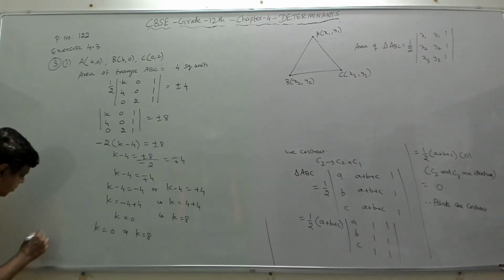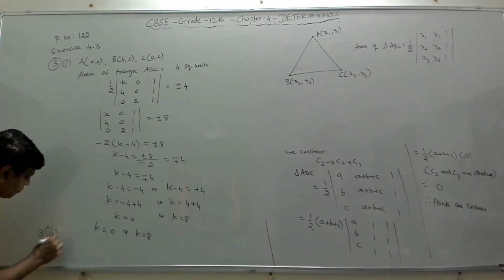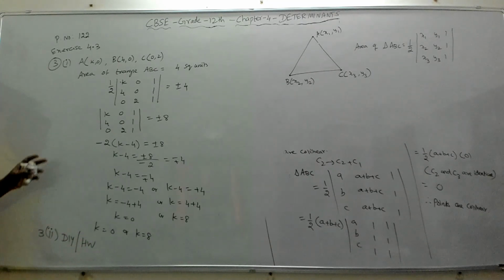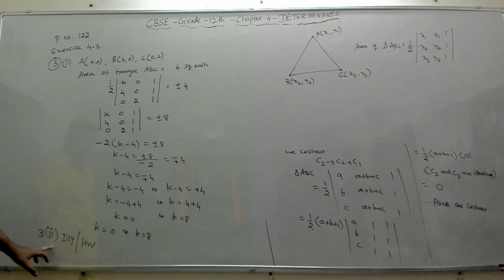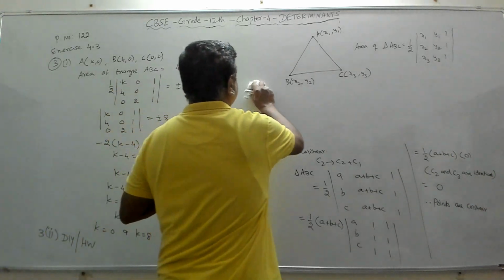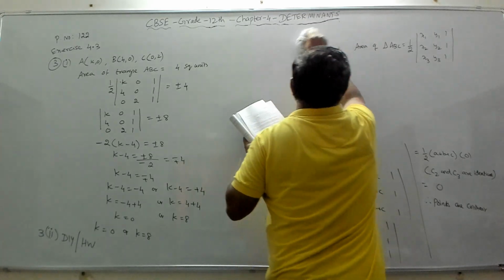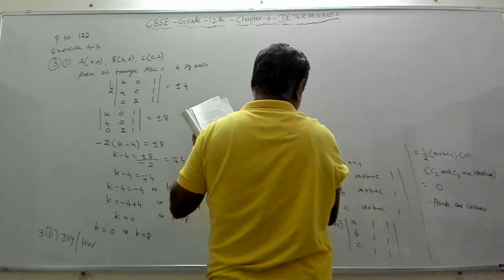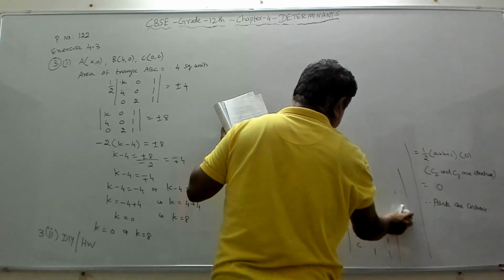So third problem, second subdivision, the same way, do it yourself, or you call it as homework, whatever. So you do in the same way, you have to find the value of k in third problem, second subdivision. So we will go to the fourth one. Fourth one also I will do one of the problems. So I'll erase this probably. I think you are very familiar with the formula for area of the triangle using determinants.